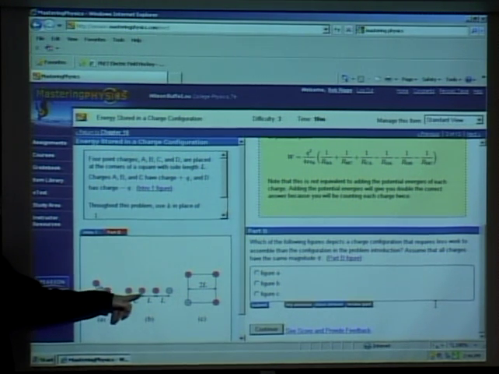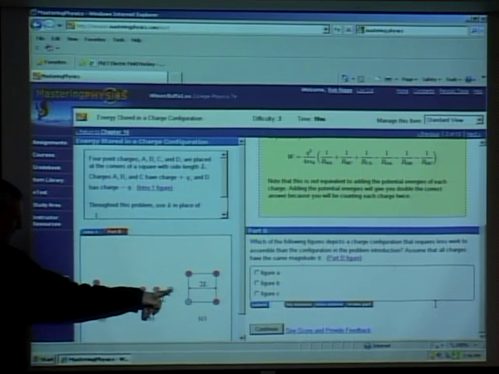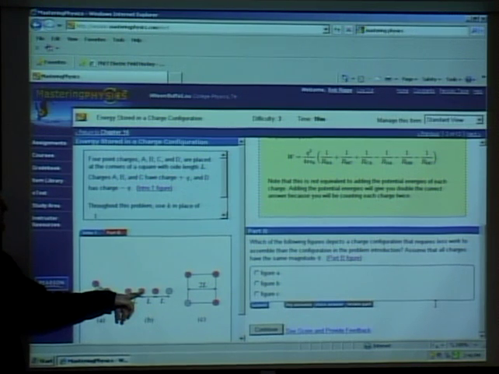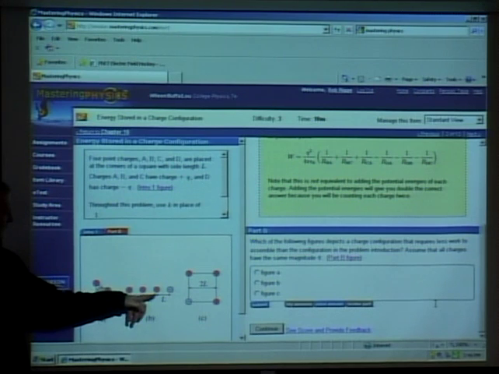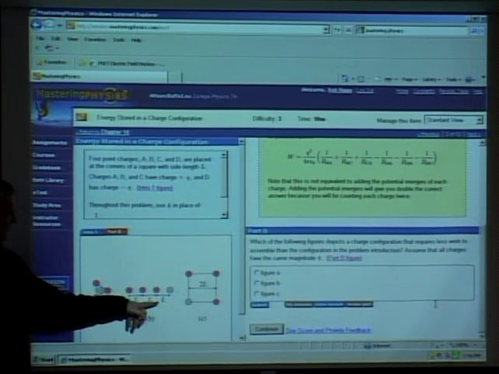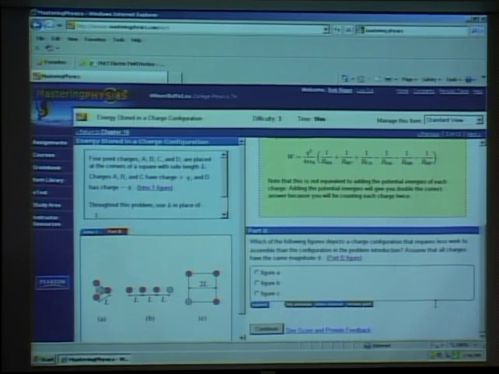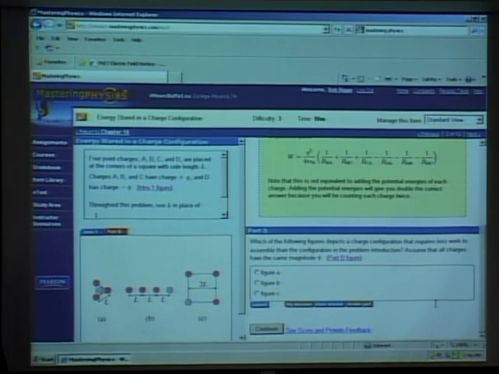Because we got to figure out, we got to do this one. This would be times 2L. And then this one kind of wipes out. This would be kQ over L plus 2Q over 2L plus 3Q over, oh, this one over 3L.